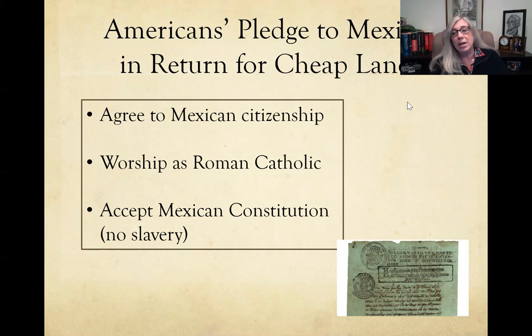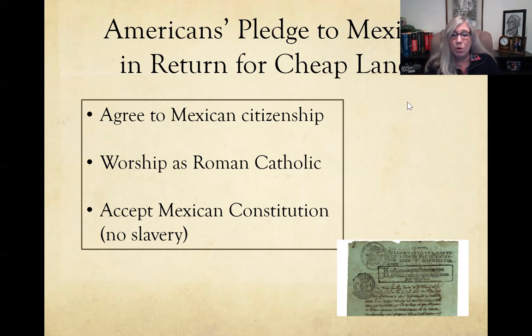So think about these American settlers moving into this remote area, because again, Tejas at that time, you had some natives who lived in the region, but you didn't have a large settled population. So many of these Americans are saying, sure, we'll be Mexican citizens. Sure, we'll worship as Roman Catholics, because again, how are they going to monitor that? Are they going to come into your house and look at how you're worshiping? Are they going to really monitor and be able to notice how many slaves you have in that region?